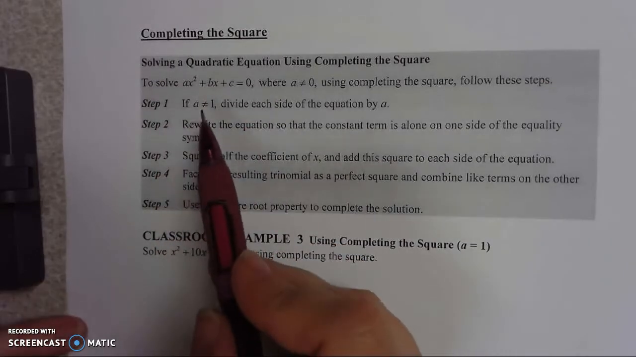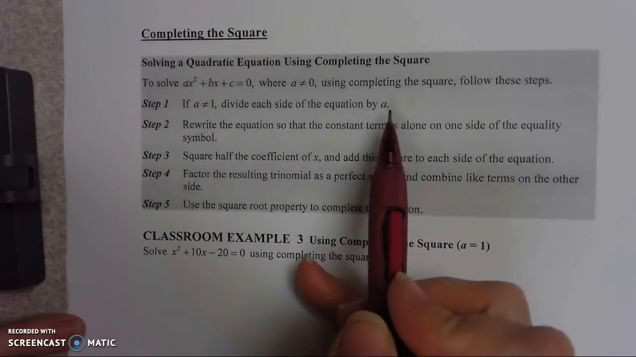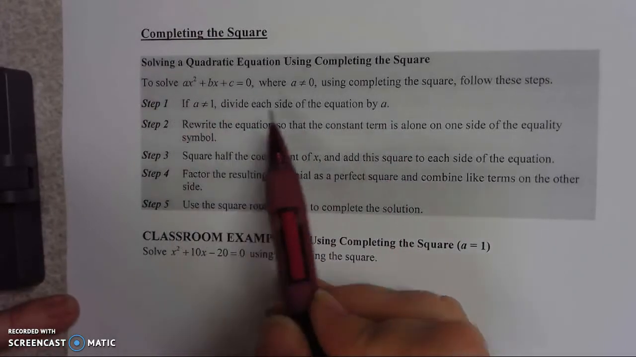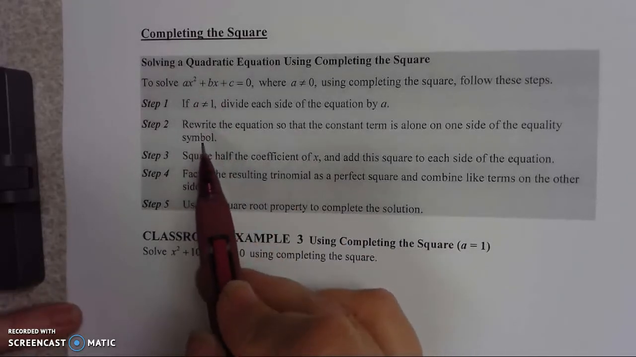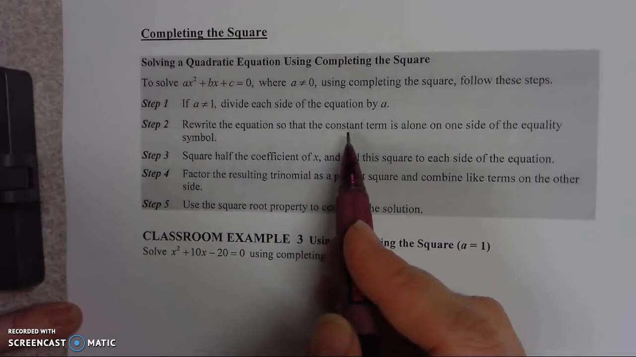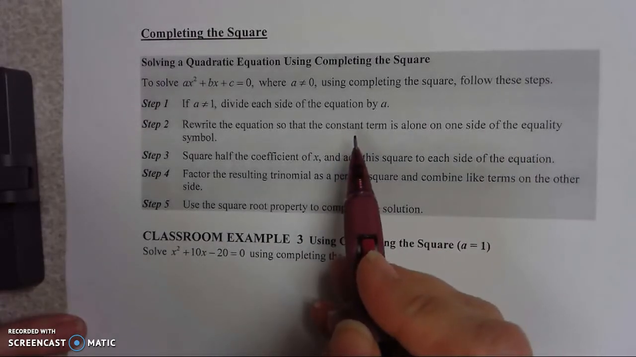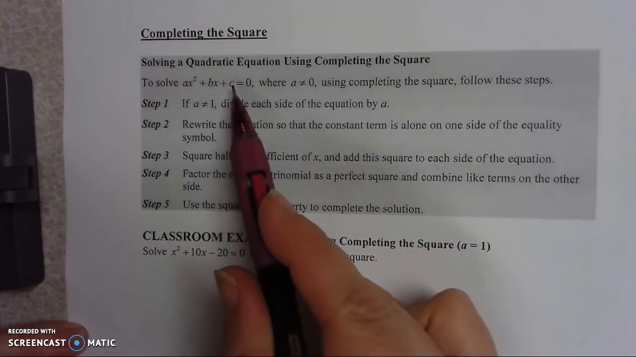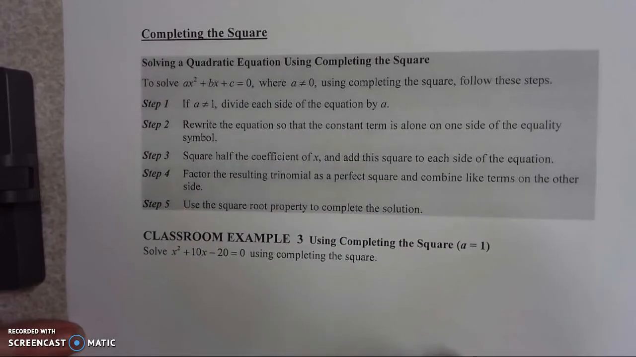Alright, so step 1 says if a does not equal 1, then you want to divide each side of the equation by that number. So if a is something other than 1, you have to divide everything by a. Once that is completed, you're going to rewrite the equation so that the constant term is alone on one side. So it doesn't matter which side, but usually the way that it's written, it's easiest to put the c over where the 0 would be on the right side. But it doesn't matter which side you put it on, as long as it's by itself.